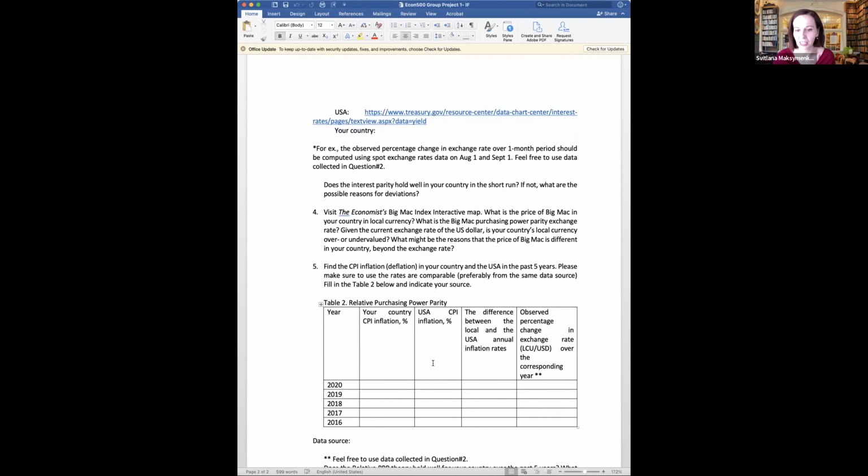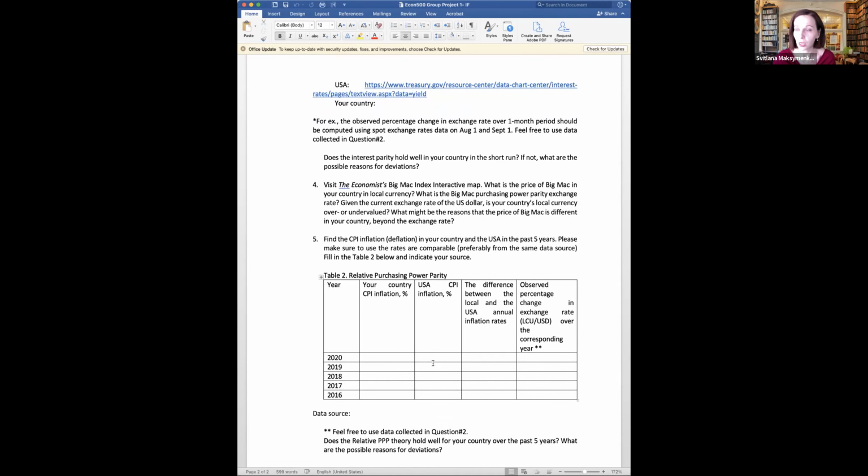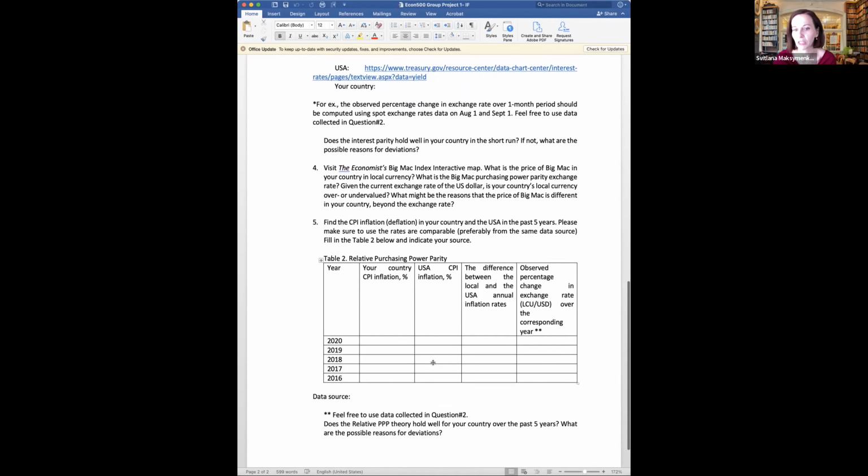And finally, the last task asks them to find the inflation in the country, compare it with the inflation in the United States, look at the difference, and then talk about the observed percentage changes in the exchange rates. So as you can see here, the tasks of the group project in the international finance section follow quite closely the material that I cover during every lecture in my international finance section, right?